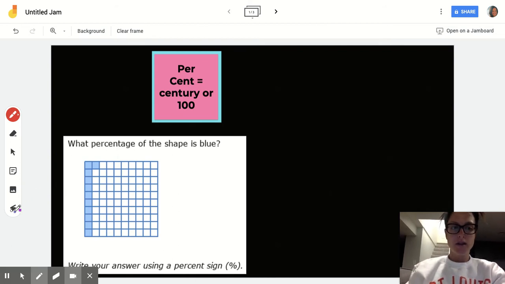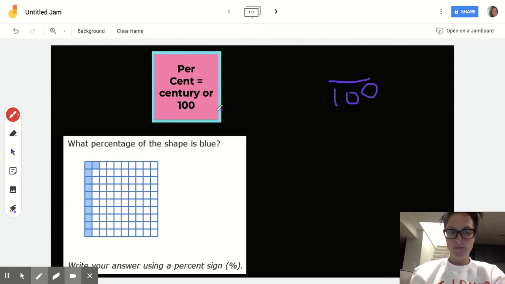So, if we look up here in this little pink box, it says percent. If we break apart this word into the root words, which you have been learning about this year, per means part, okay? And we know parts come from fractions, right? And then we have cent, which means century. And century means 100, okay? So percent means per 100. So per, there's my fraction line, 100. So percents are always going to be out of 100, okay?